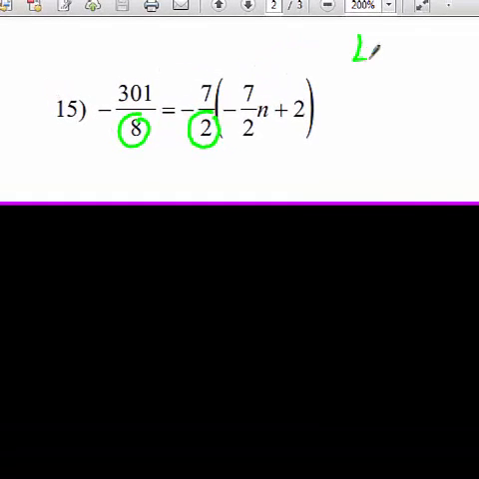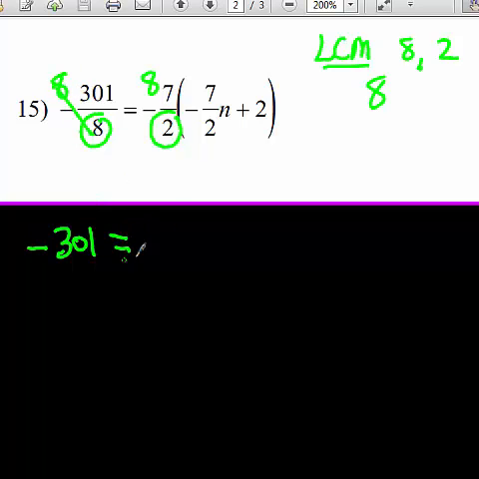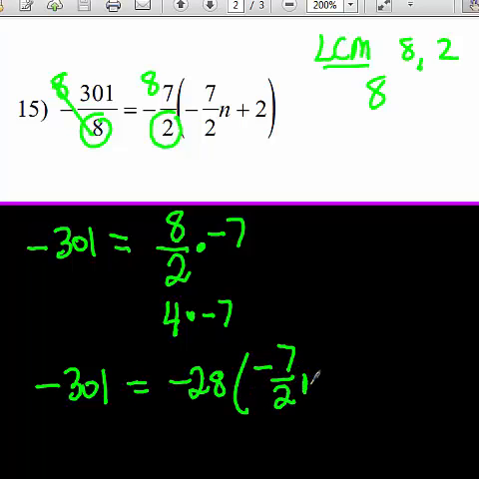So if I got an 8 and a 2, our least common multiple, or something that would get rid of an 8 and a 2, would be 8, right? So if I multiplied both sides by 8 here, and I'm not worried about what's inside the parentheses right now, that would give me negative 301, because the 8's would cancel. We're technically doing 8 over 2 times negative 7. 8 over 2 is 4, times negative 7. So I got negative 301 equals negative 28 times negative 7 over 2n plus 2.